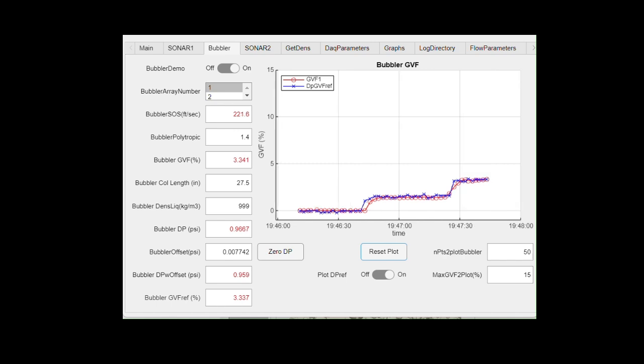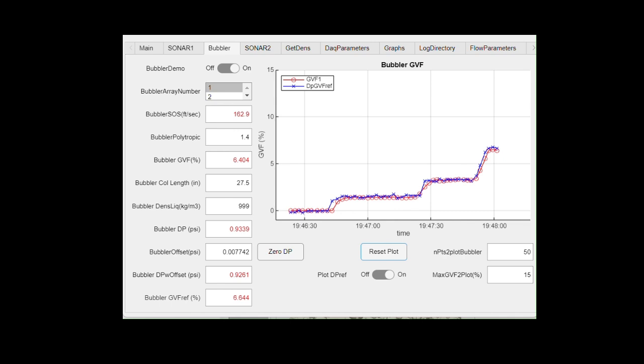And we'll continue this, and we'll keep increasing the gas void fraction. We'll see the speed of sound decreasing with each increment in gas void fraction. And we can compare how the differential pressure measurement and the speed of sound based measurement agree or compare as we go forward at these increasing levels of gas void fraction.